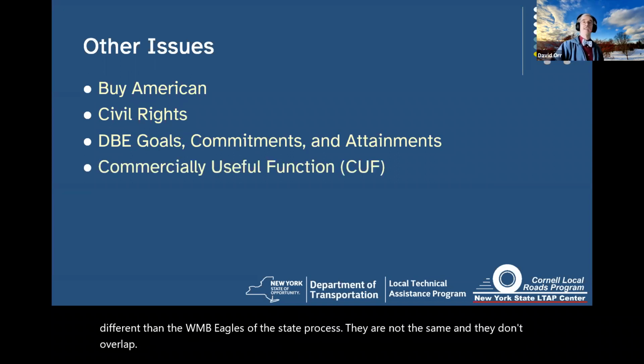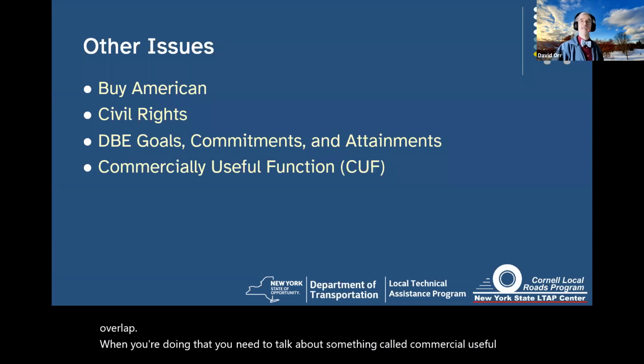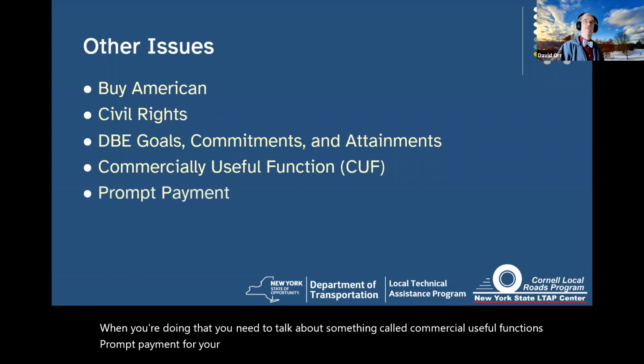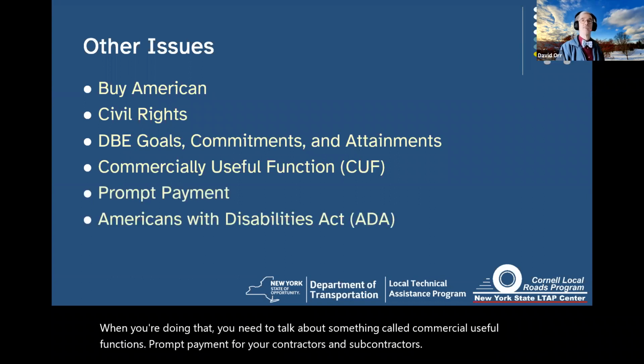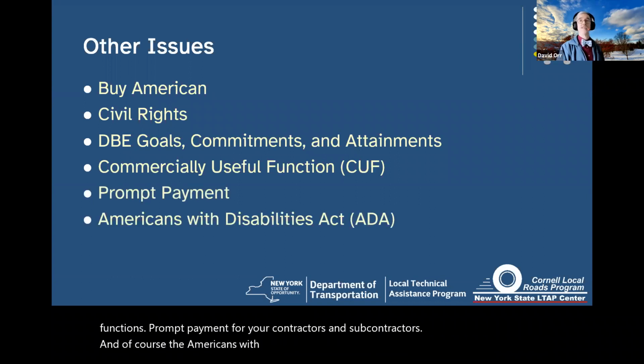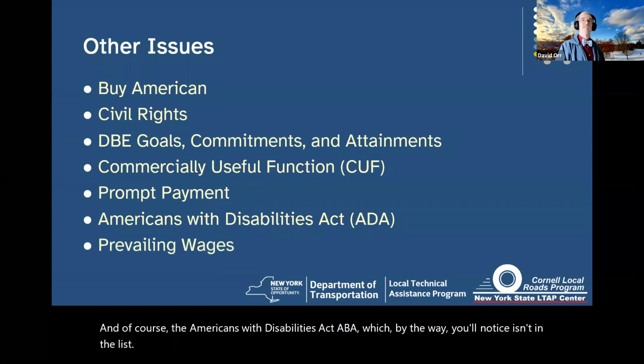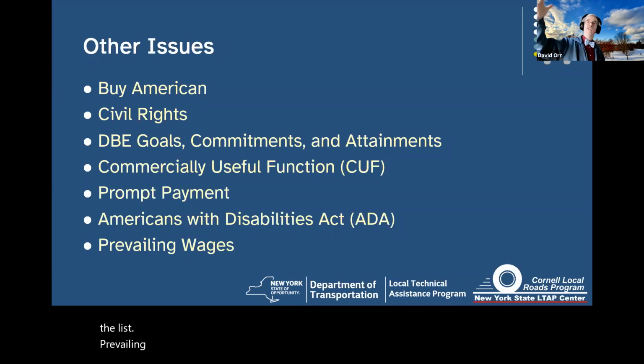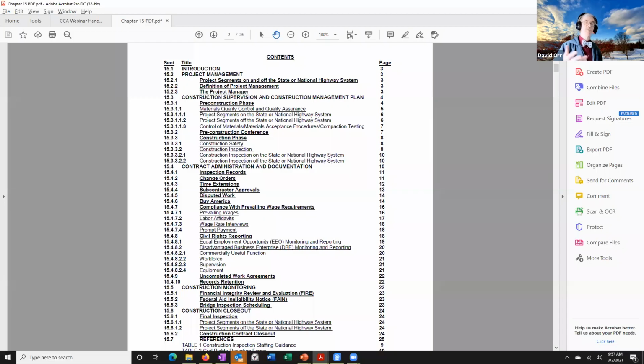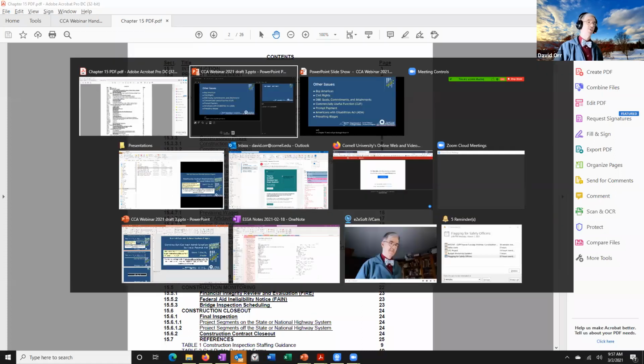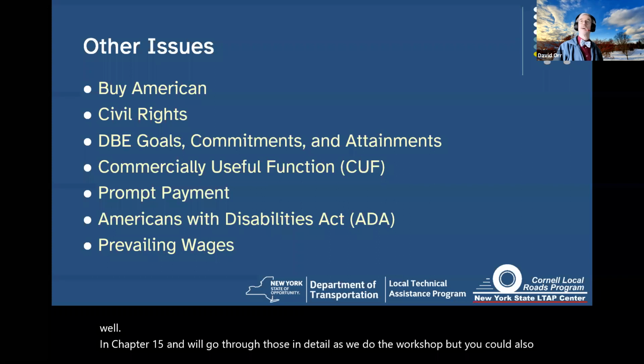When you're doing that, you need to talk about something called commercially useful function, prompt payment for your contractors and subcontractors, and of course the Americans with Disabilities Act, ADA, which, by the way, you'll notice isn't in the list. Prevailing wages, EBO, we could do a whole laundry list. And they're actually outlined pretty well in Chapter 15, and we'll go through those in detail as we do the workshop. But you could also read through and look at those as well.